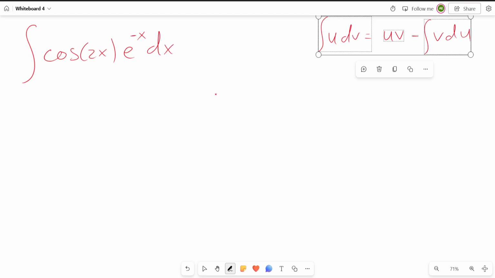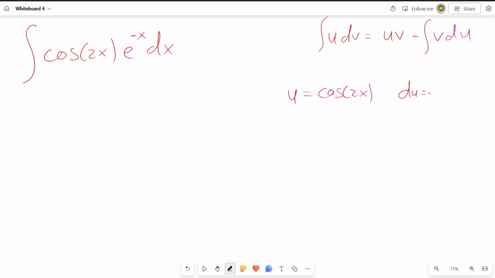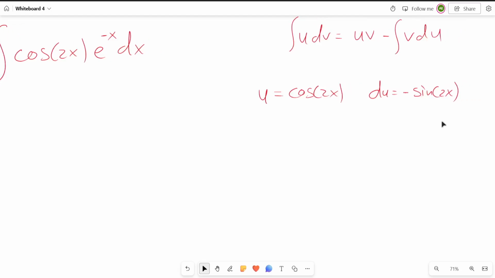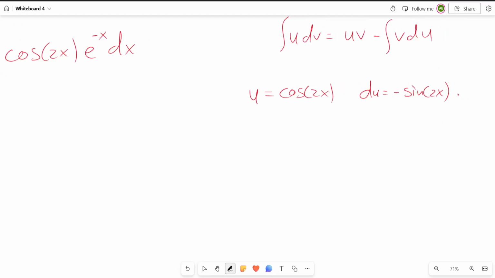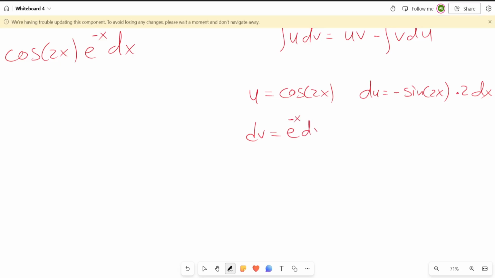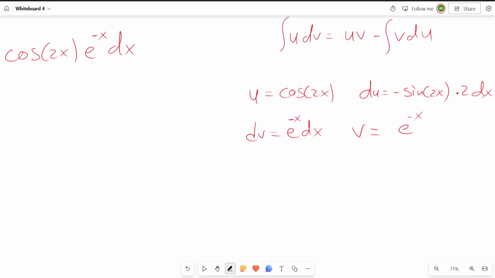So let's start by choosing our u as cosine of 2x. That makes my du as negative sine 2x multiplying the differentiation of what's inside. So the differentiation of 2x is basically 2, and then I have a dx. My dv I'm going to choose as e to the power of negative x dx. So that makes my v equal to the integration of that, which is going to be e to the power of negative x divided by the differentiation of this, so divided by negative 1, which is basically negative.